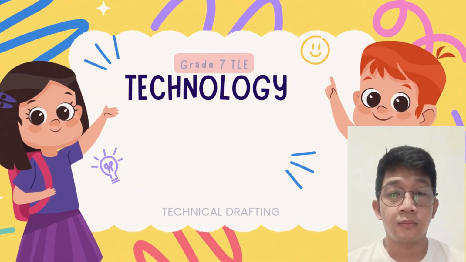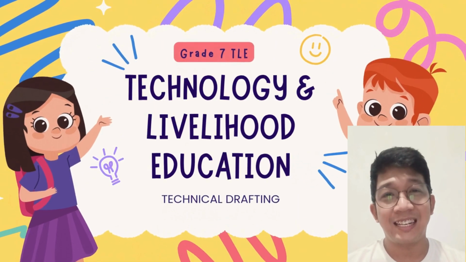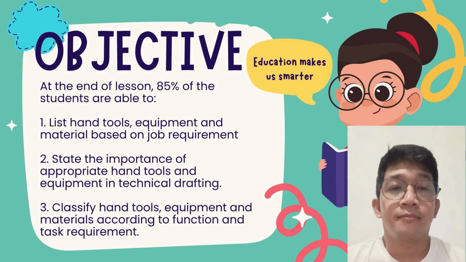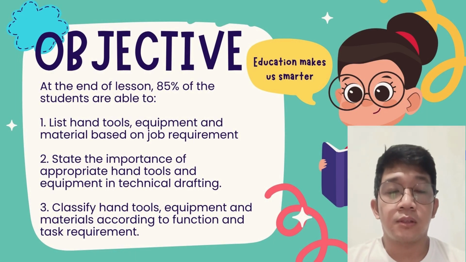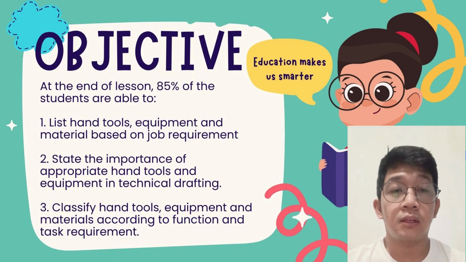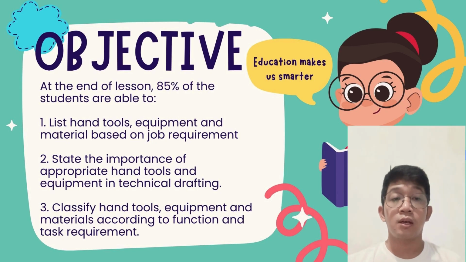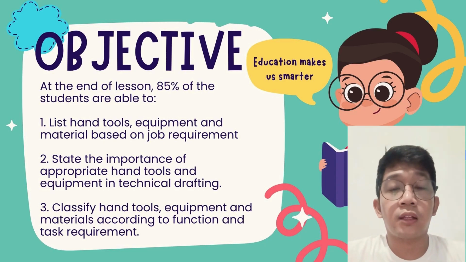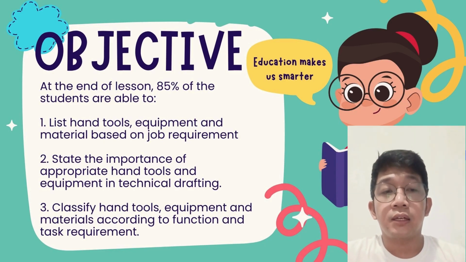Did you guess the word correctly? If yes, good job. Now for our objective. At the end of the lesson, 85% of the students are able to: 1. List hand tools, equipment and materials based on job requirements. 2. State the importance of appropriate hand tools and equipment in technical drafting. 3. Classify hand tools, equipment and materials according to function and task requirements.